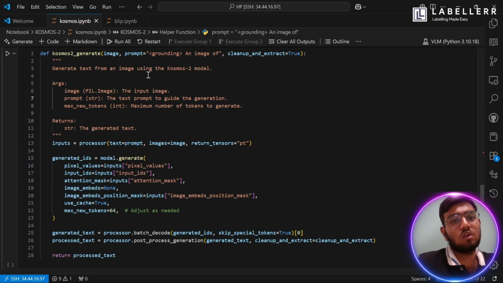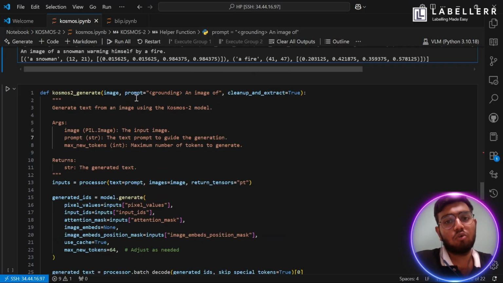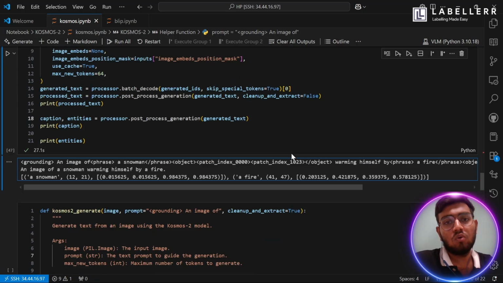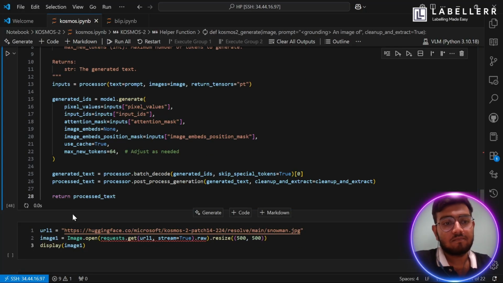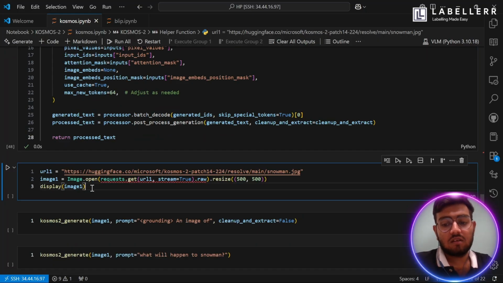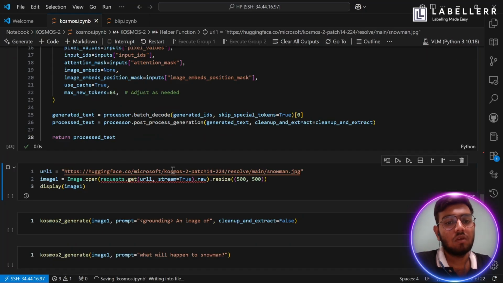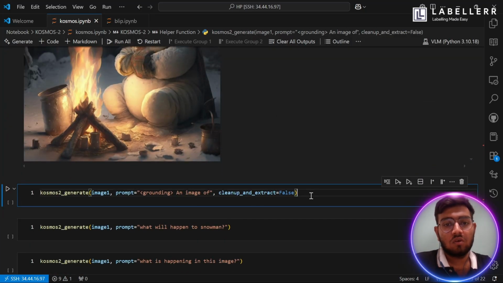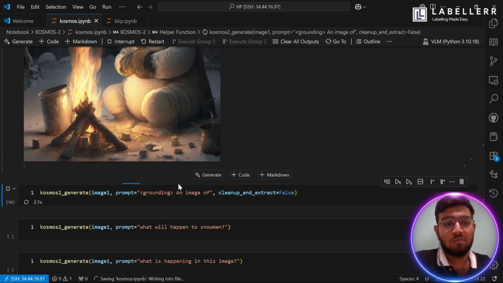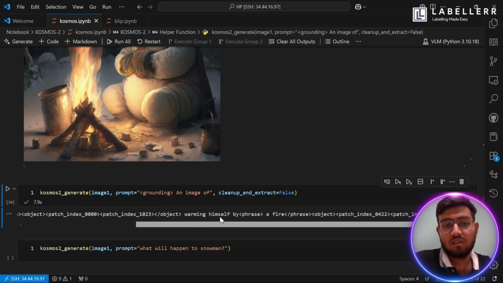Now let's create this whole script as a function. The arguments should be an image, a prompt, and cleanup and extract. If you want the result in that format, you can use true; if you want it in the other, you can use false. So let's run this. Let's take this image again. Let's run the question which I ran previously, an image of. It is giving me the same result as that.